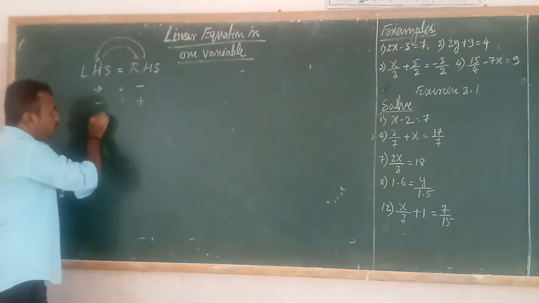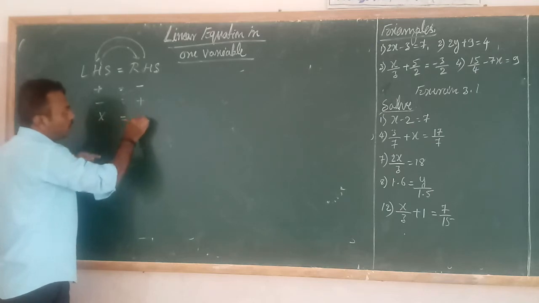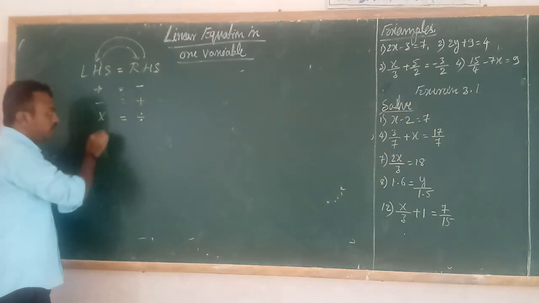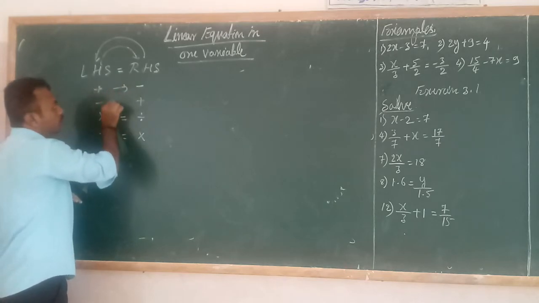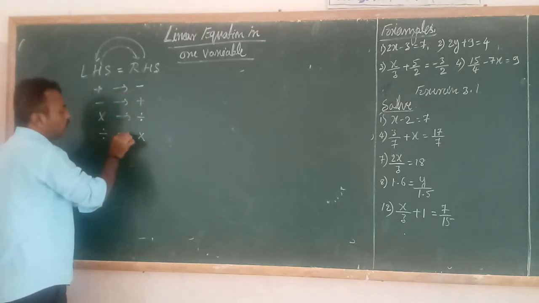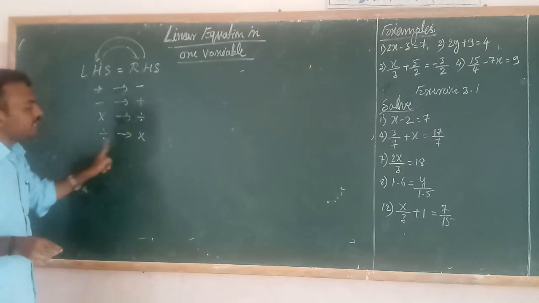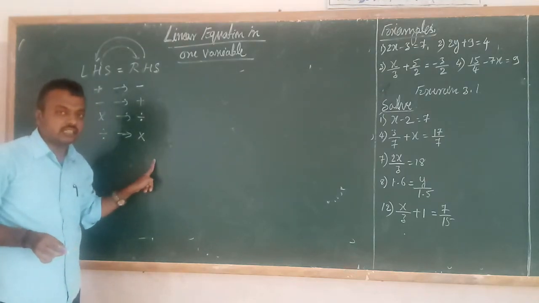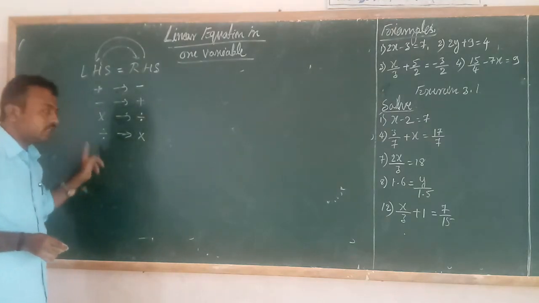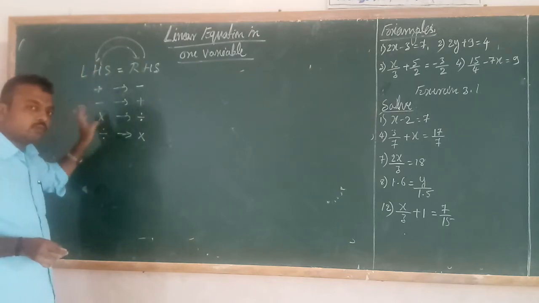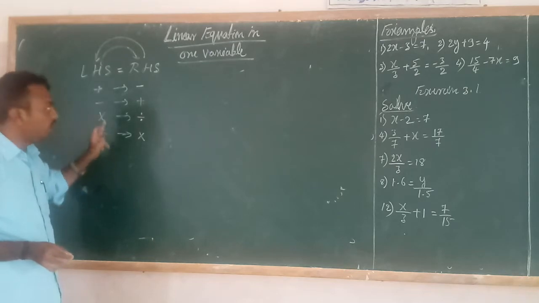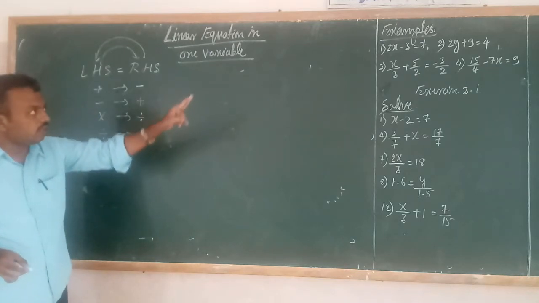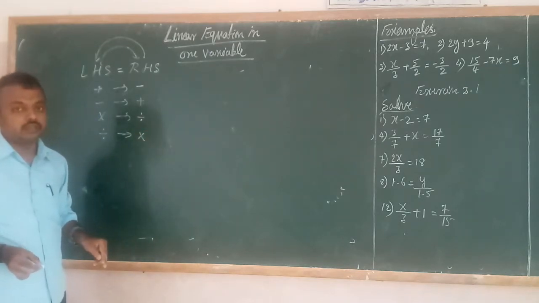And then multiplication changes to what? Division. Division becomes multiplication. Do you understand? So these are the sign changes when moving from the LHS to the RHS or from the RHS to the LHS. It is very, very important to remember this concept. If you do not remember it, you cannot solve linear equations in one variable. Do you understand?